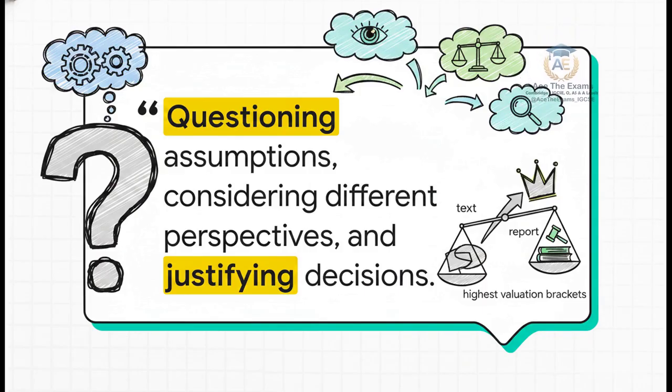Read that again carefully. Questioning assumptions, considering different perspectives. The board does not want a summary of the text. I cannot stress this enough. They want an auditor's report. When you actively consider a different perspective on the page, you are immediately signaling to the examiner that you are a high-level critical thinker, and you elevate your essay right into those premium valuation brackets.